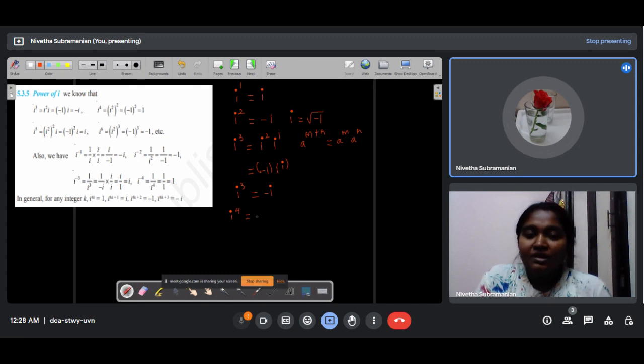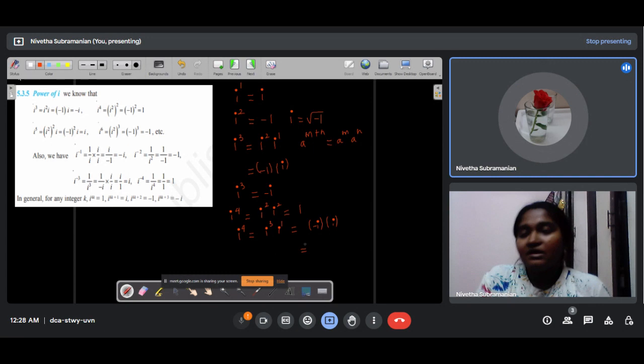i power 4 is nothing but i square into i square. So that is nothing but minus 1 into minus 1, that is nothing but 1. So I can find by this also, i power 3 and i power 1. So i power 3 into i power 1 means i power 3 is minus i, i power 1 is i. So on product, I will get the value as 1, because minus i square is minus 1. So minus into minus 1 will be plus 1.